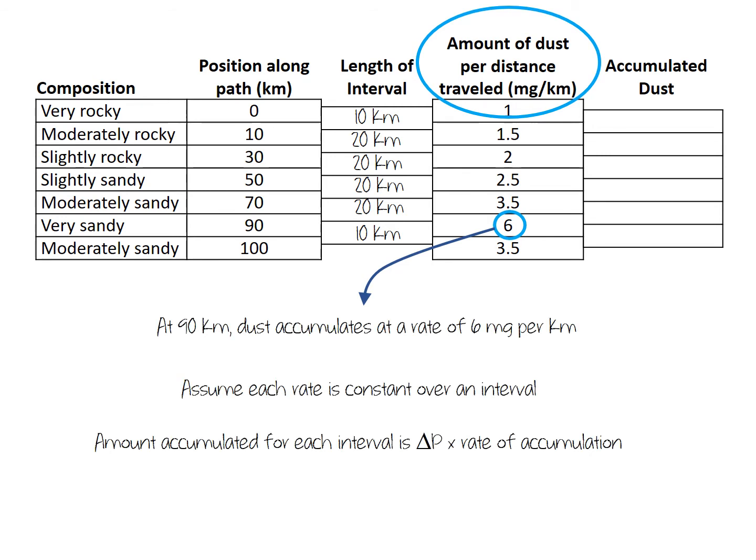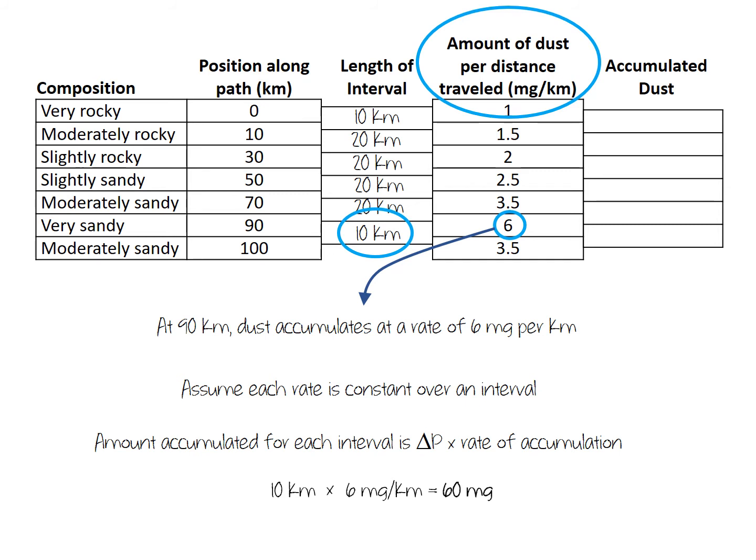For example, over the interval from 90 to 100 kilometers, the rover travels 10 kilometers. If we're assuming that dust accumulates at a rate of 6 milligrams per kilometer, then the rover would have accumulated 60 milligrams of dust over that interval. And we could do this for each of the intervals.